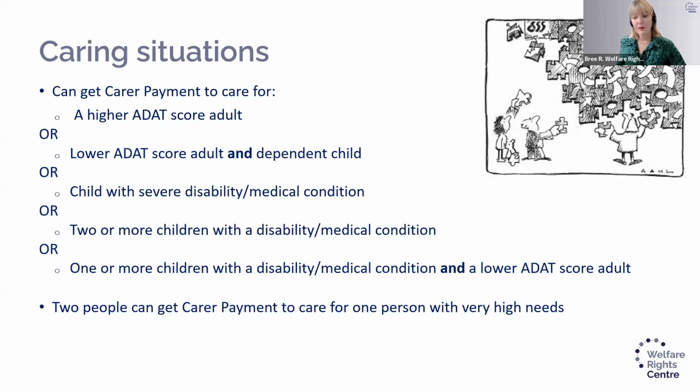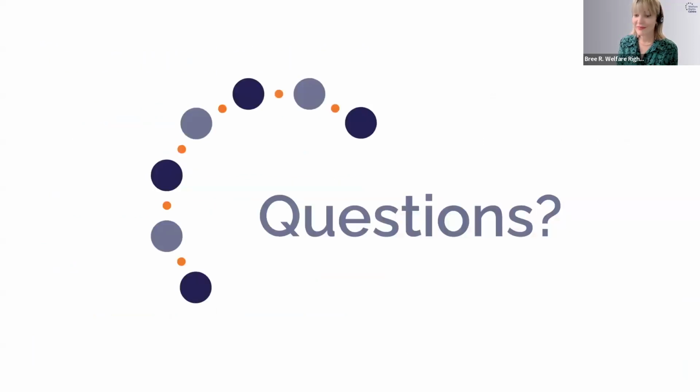If you are caring for multiple children with a disability or medical condition, how does Centrelink work out the amount of payment? The amount of payment doesn't change. So carer payment is a fixed amount. However many people you're caring for, the amount you're getting does not change with carer payment. We'll move on to carer allowance after the break, but for carer payment, I believe the amount won't change. That's all the questions for now. So I guess we'll take the break 10 minutes early, if that's okay with everybody.